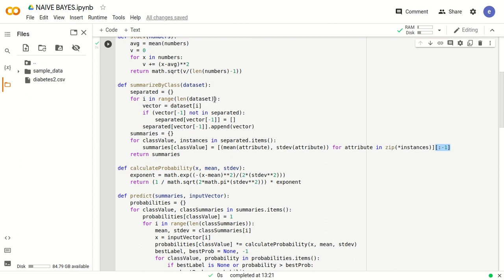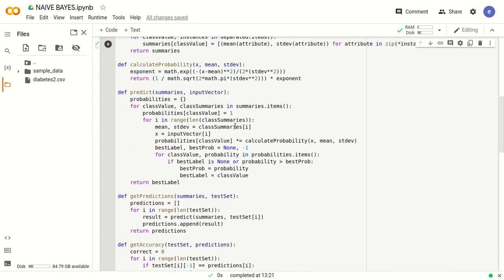Now we are done with nearly 50% of the code. Next, calculate probability. This is the most important function in this program. The reason for this complexity in the code is already explained. It is just the translation of the mathematical formula into Python.